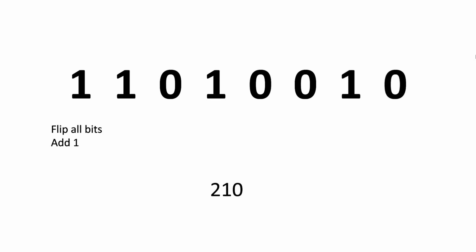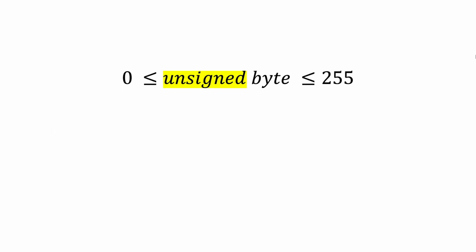That's that number we saw before for 210. Does that mean that 210 is negative 46? Well, sort of. It all depends on whether you're treating that byte as signed or unsigned. So this sequence of bits, if you think of it as a signed byte, is negative 46. It's the thing you would add to 46 to get 0. But you could also choose to treat it as an unsigned byte, in which case it would represent 210. It's all up to the programmer.